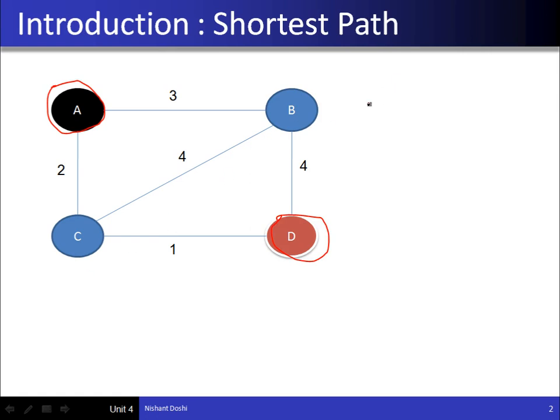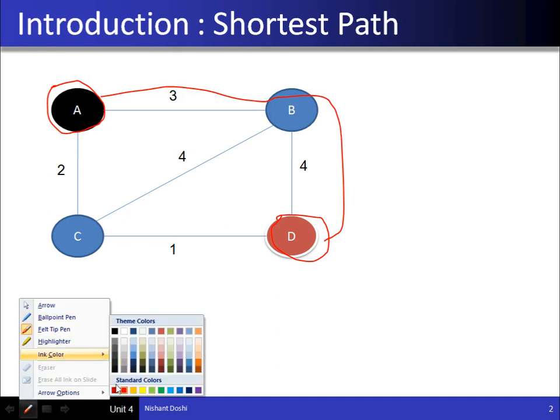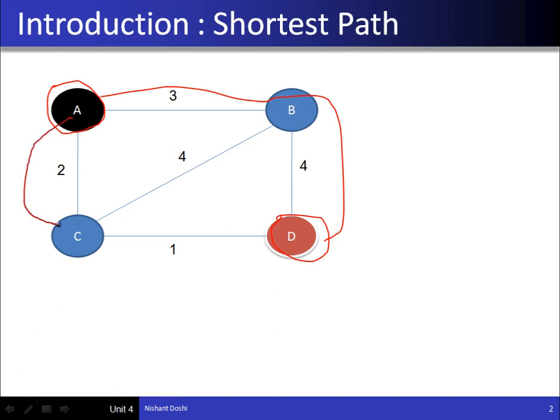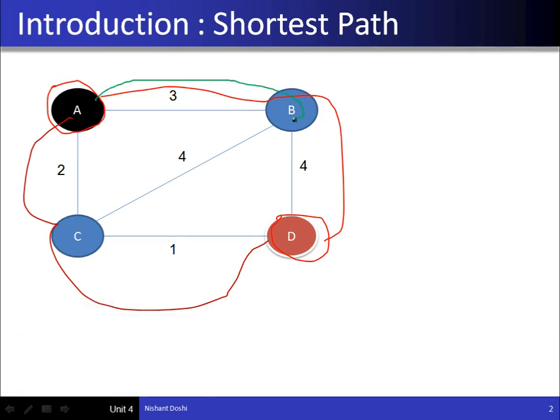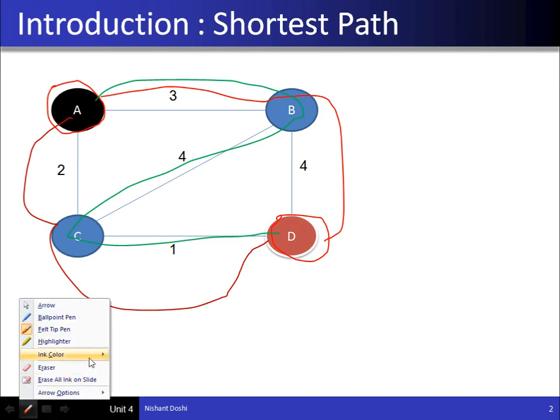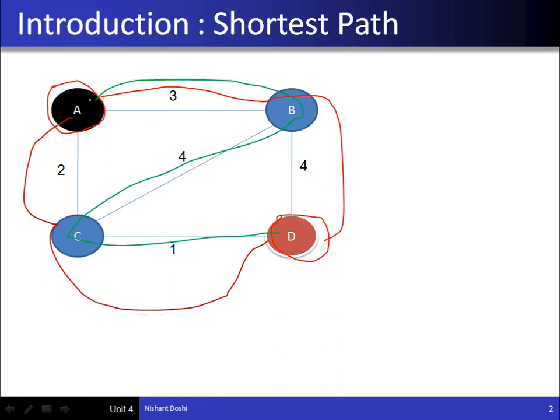There are multiple paths possible, like I can go from A to B, then B to D. Another path possible here is from A to C and from C to D. Again another path possible is A to B, B to C and C to D. Again another path possible is A to C, C to B, B to D. So like that we have many paths that lead from source to destination.